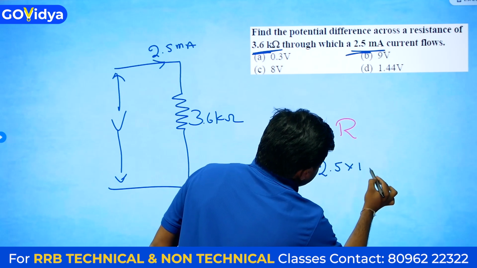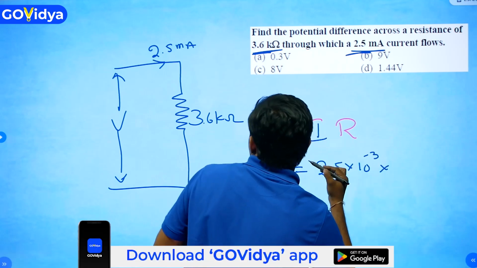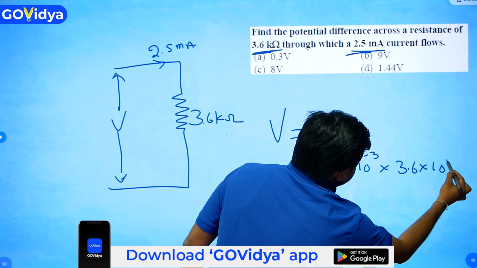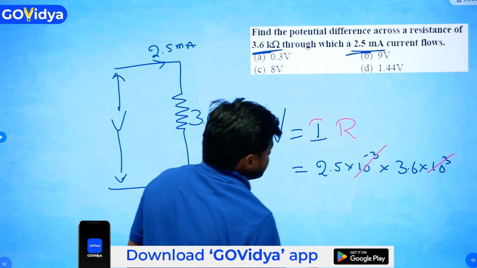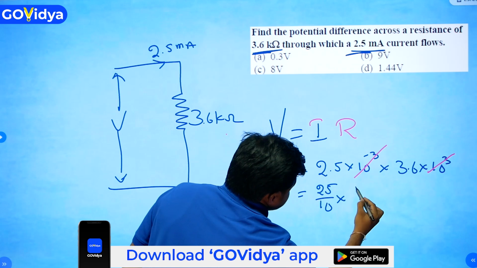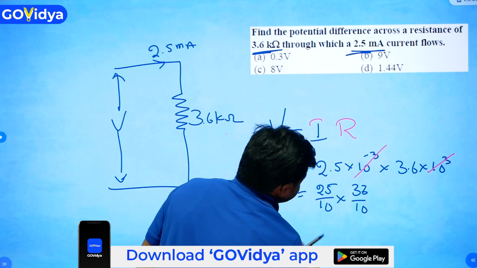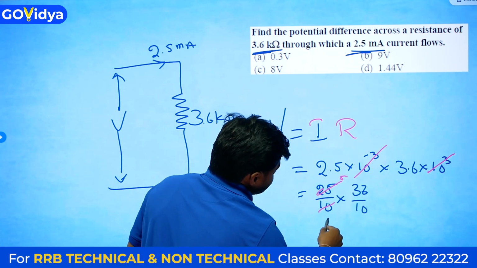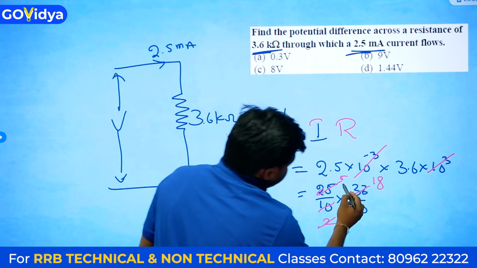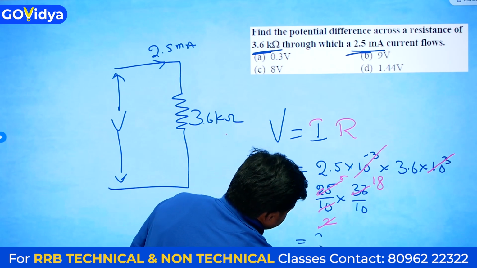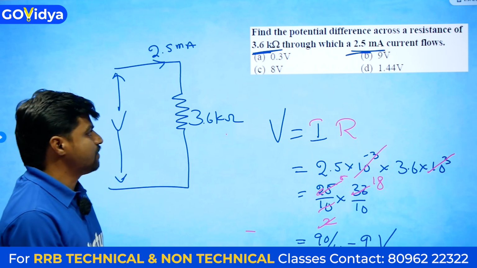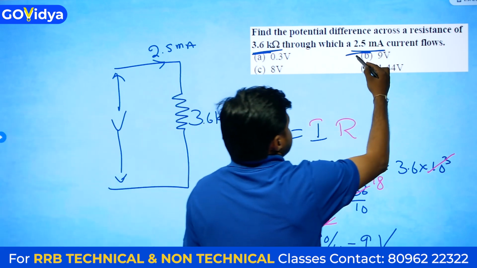2.5 into 10 power minus 3, milli means minus 3. Okay, resistance is 3.6 kilo ohms, 3.6 into 10 power 3. Okay, 10 power 3 and 10 power minus 3 will cancel. 2.5 is equal to 25 by 10 and 3.6 is 36 by 10. Okay, 5 fives are 25, 5 twos are 10. Okay, 2 ones are 2, 2 nines are 18. Okay, 18 into 5 is 90. 90 by 10 is equal to 9 volts. Okay, from the options, option B is the correct answer.